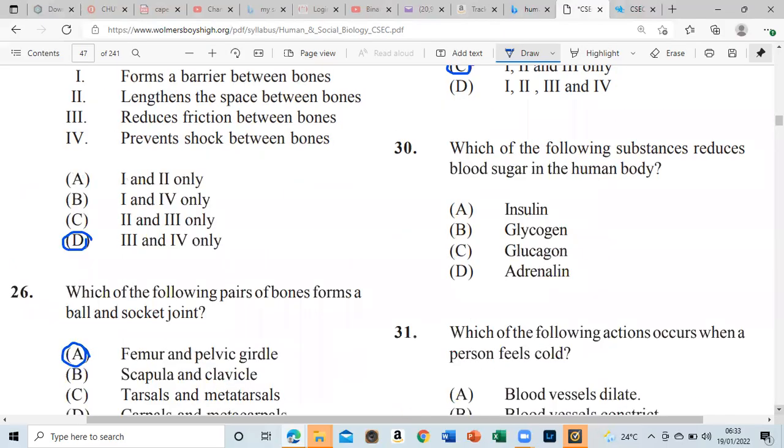Number 30, which of the following substances reduces blood sugar in the human body? Is it A, insulin, glycogen, or is it glucagon, or is it adrenaline? Number 30 is insulin, and that is option A.